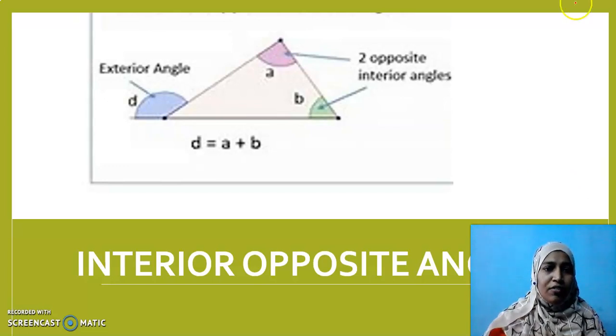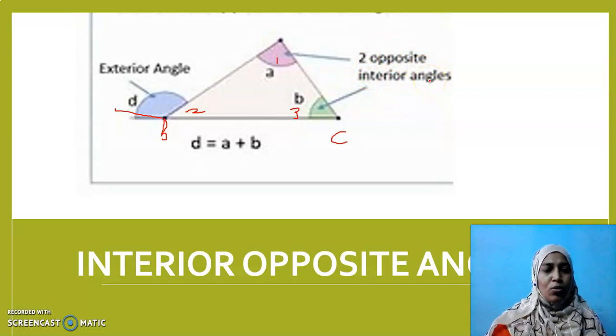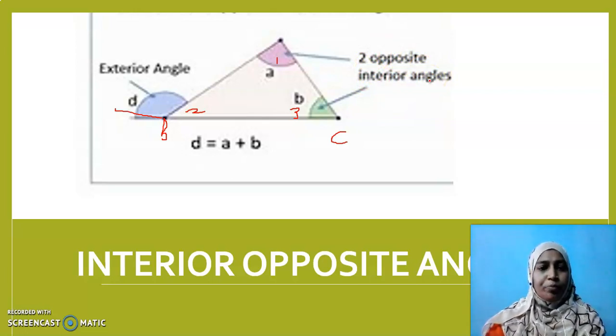Here it is. If this is an exterior angle, I am extending BC towards left, I have extended the line segment BC towards left and I have got this exterior angle. And I have 3 interior angles. This is one interior angle, this is also an interior angle, and this is also an interior angle. But what are the angles opposite to this exterior angle? We have only A and B. These two are called opposite interior angles or interior opposite angles. Okay, both ways you can say. Is it clear, my dear children?